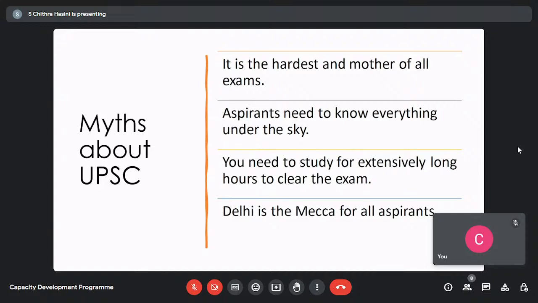And the second myth is that aspirants need to know everything under the sky. Generally I believe we are not gods, we don't know everything under the sky. We only know a few parts which are connected to us. I was listening to an interview of a topper, and somebody asked her what we need to study for UPSC. She simply said in one word, that you need to know about India. Yes, that's the simplest thing you can do about it, right?